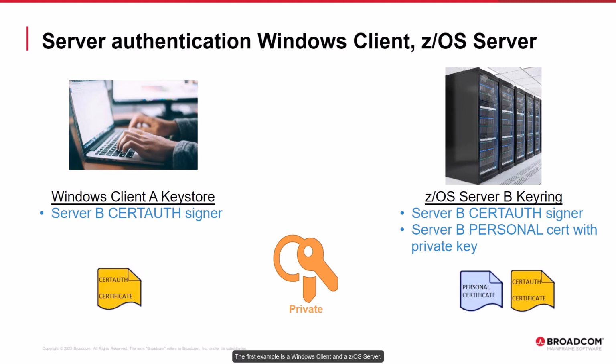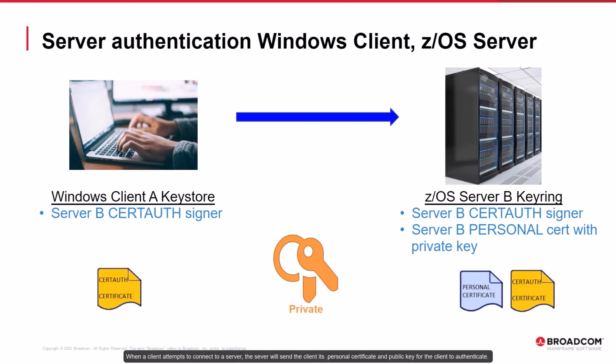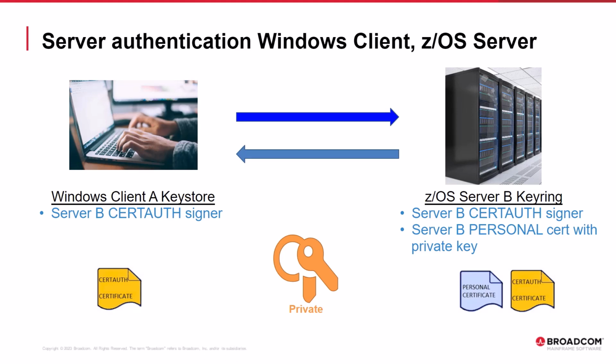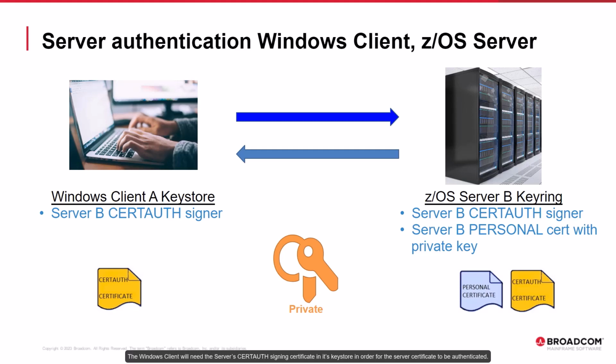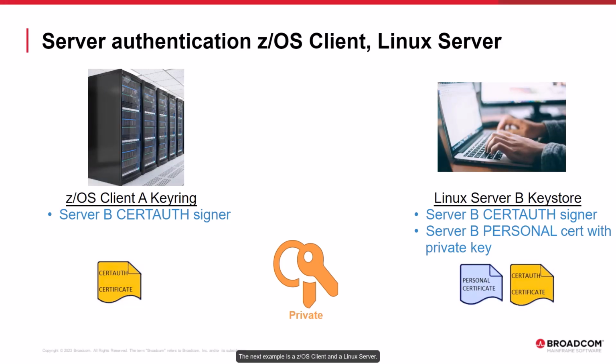The first example is a Windows client and a z/OS server. When a client attempts to connect to a server, the server will send the client its personal certificate and public key for the client to authenticate. The z/OS server obtains this information from the certificates attached to its key ring. The Windows client will then need the server's cert-auth signing certificate in its key store in order for the server certificate to be authenticated. The next example is a z/OS client and a Linux server.